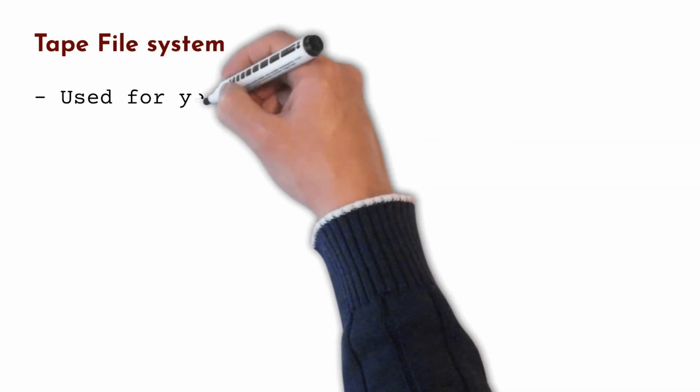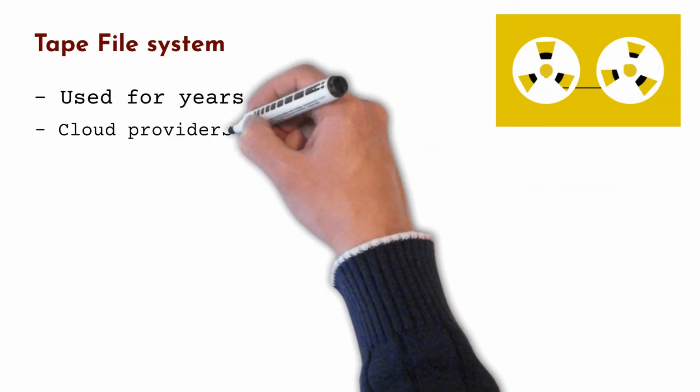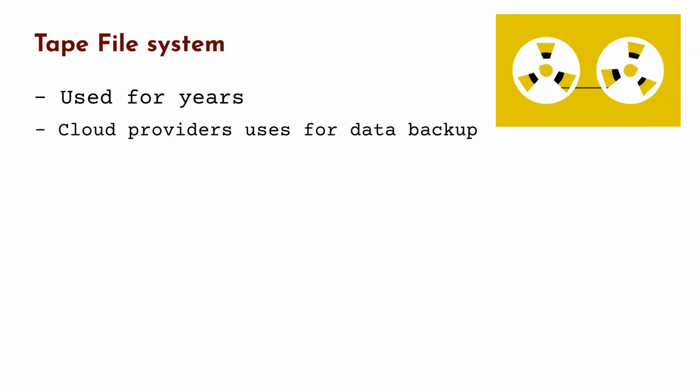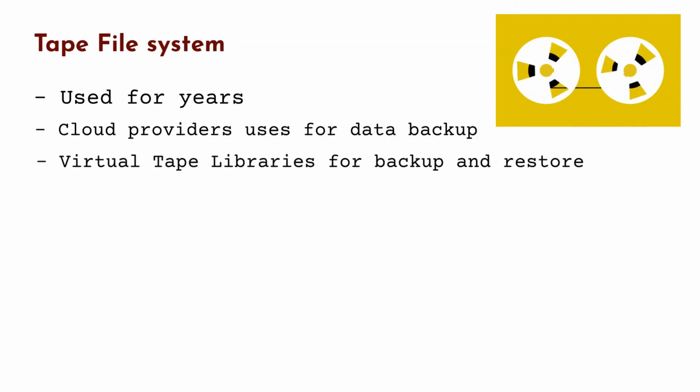Magnetic tape data storage has been used for years and is still used by cloud providers to store data backup. As the data is stored in a sequential manner, magnetic tapes require a linear motion to read or write data wound in long reels. In practice, cloud providers such as AWS and Azure provide virtual tape libraries typically used for backup and recovery purposes.